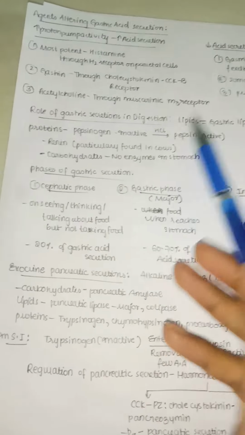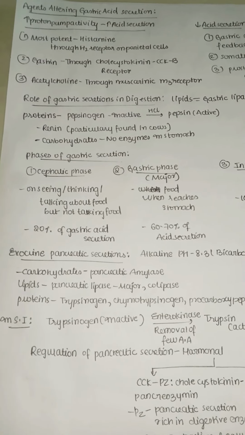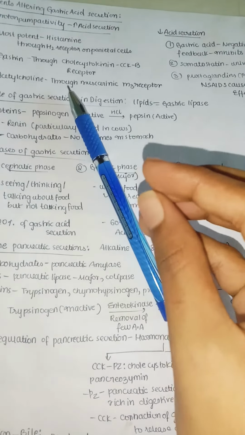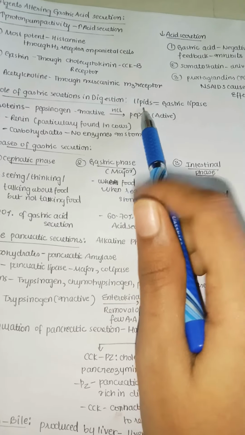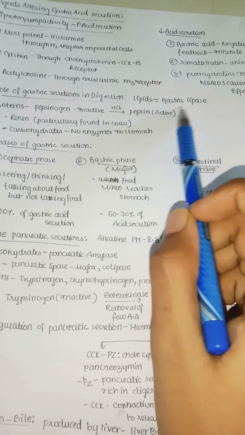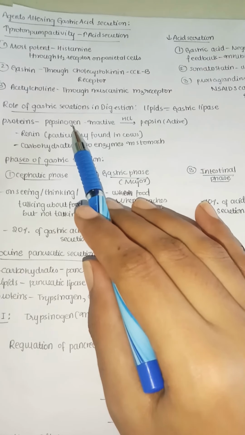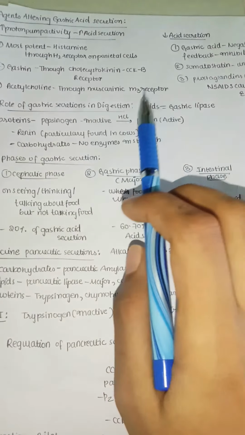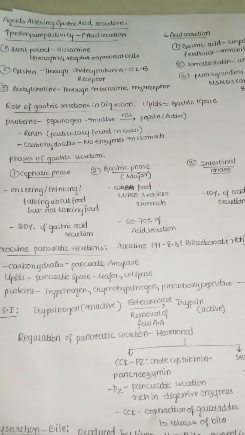Till now we have seen that in the mouth there is no protein digestion. Now let us find out in the stomach whether all substances in the food are getting digested or not. Lipids in the stomach are digested by means of gastric lipase, an enzyme. Proteins in our stomach are digested by pepsinogen. Actually it's inactive. Whenever there is HCl, it converts into active pepsin.